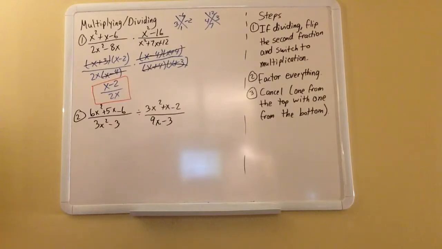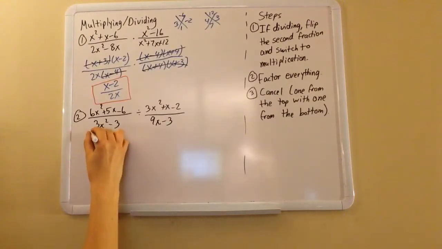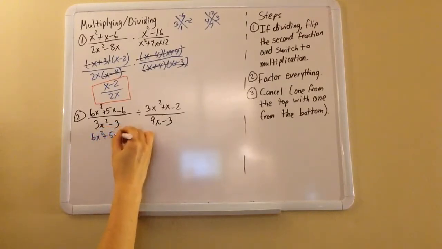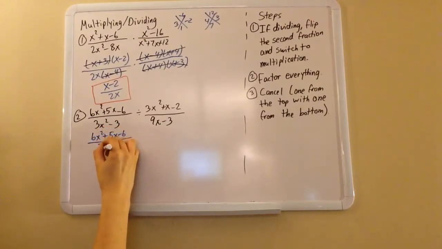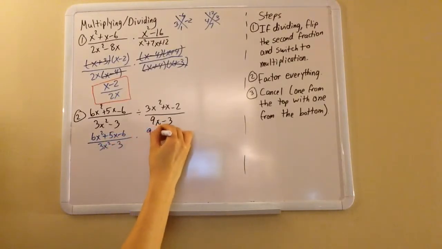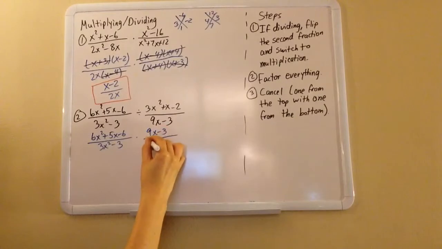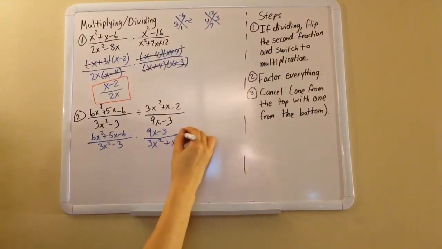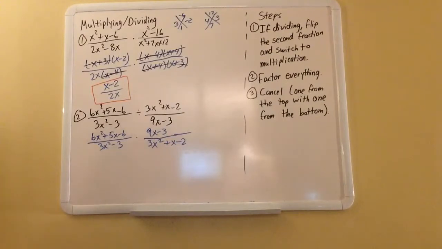So number 2, first thing we notice is we're dividing. So we need to flip this second fraction and switch to multiplication. So it looks like 6x squared plus 5x minus 6 over 3x squared minus 3 times now, and we flip, so 9x minus 3 on the top and 3x squared plus x minus 2 in the bottom. Now I need to factor.